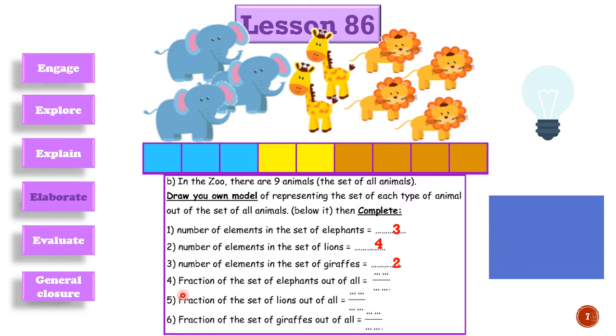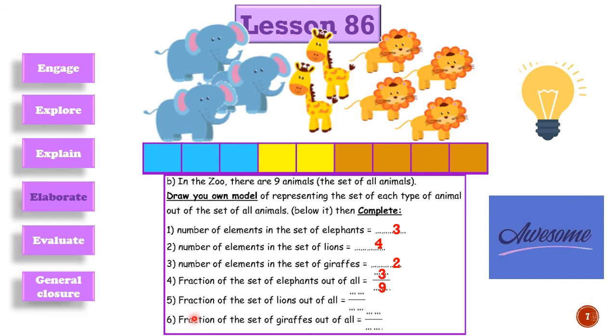Now let's go to present these numbers or these sets in fraction as a fraction out of all. Now, fraction of the set of elephants out of all elephants. How many? 3. And all will be 9 animals. And write down here 9 in denominator. And how many elephants there? It will be 3 in numerator. It will be 3 ninths, which represents the fraction of elephants in this set.